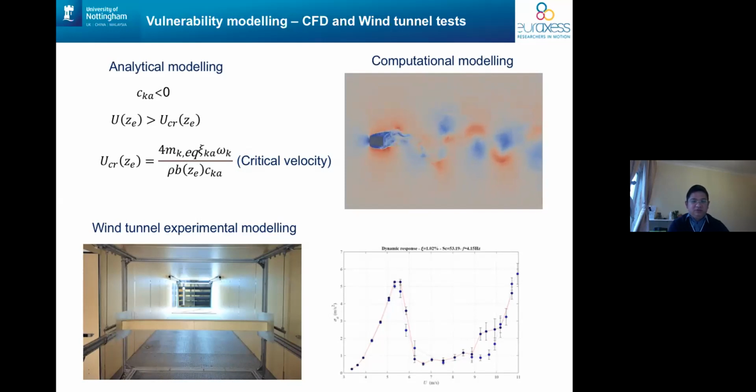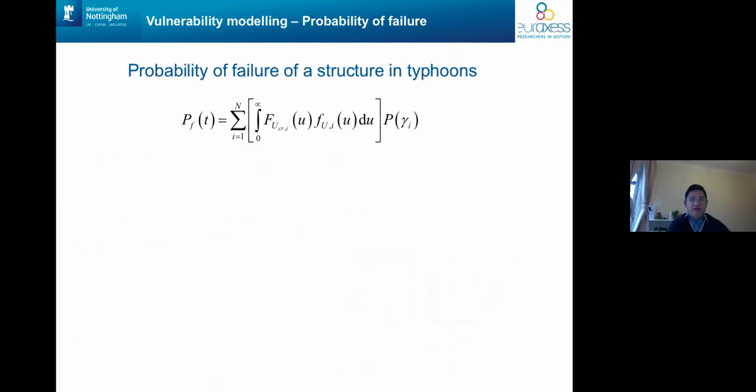We develop an analytical model to generalize existing models to assess the critical velocity for galloping occurrence. We also use CFD simulations to simulate wind flow around a particular cylinder and estimate the wind force and pressure on it. We also use wind tunnel tests to measure the amplitude of vibrations against wind speed. And finally, we estimate the probability of failure of structures in typhoons.